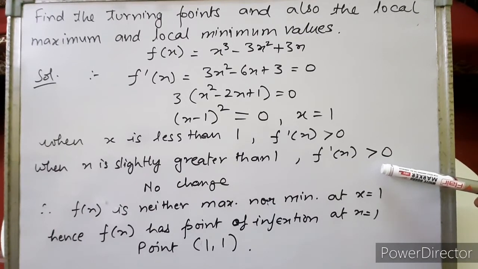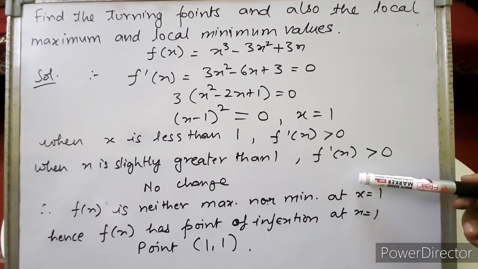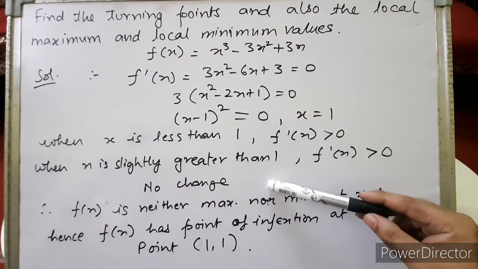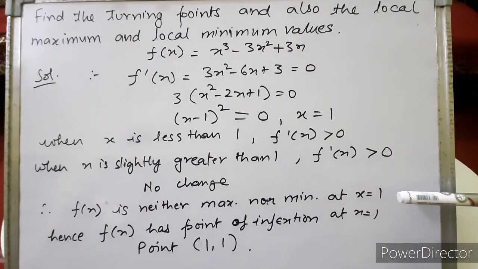That means the sign of the derivative is not changing. The first derivative test says when it changes from minus to plus we are getting a minimum value, and when it changes from plus to minus we are getting a maximum value. Here we are getting no change in the sign of the derivative. That means f x is neither a maximum nor a minimum at x equals to 1. So hence we can say that f x has a point of inflection at x equals to 1.